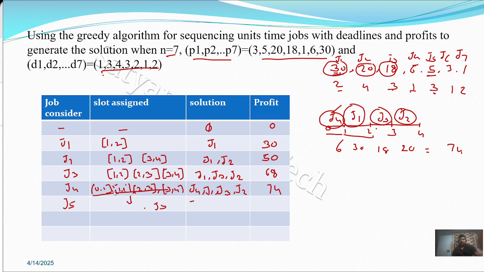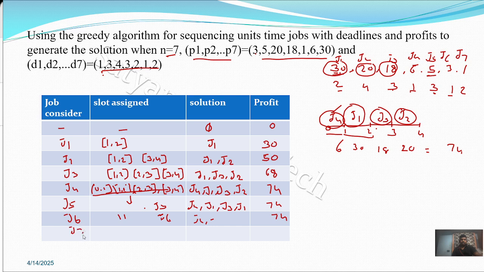What slots are assigned? You can take the same thing here: J4, J1, J3, J2, and there is no change, 74. And also you can consider J6. Here also the J6 slot is 1, but the 0 to 1 slot is already assigned to J4. Then there is no slot for J6 also. You can write the same thing here, and you get only 74 profit.